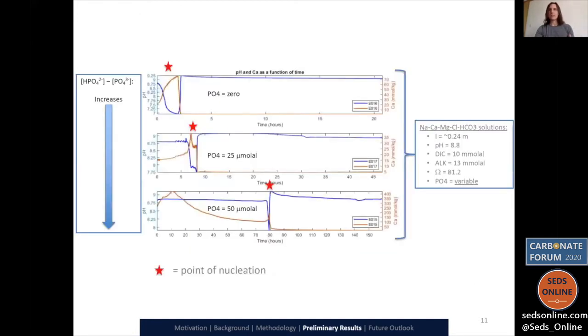So this slide just summarizes some important observations from a few of our crystal growth and precipitation experiments. As I don't have time to dwell here, the main take-home message is that we observe that with increasing phosphate, shown here in the solutions, the supersaturation state with respect to calcite can be sustained for longer periods of time. So these experiments were all run in the same conditions, apart from phosphate that varied.